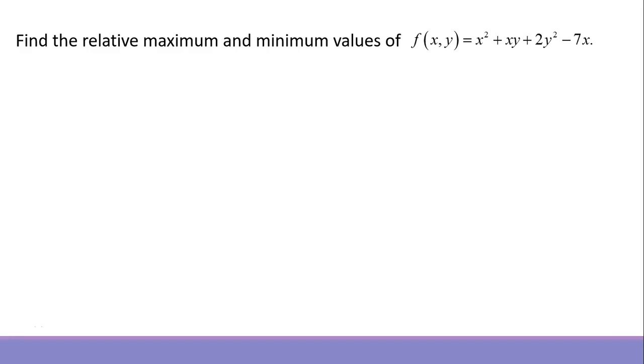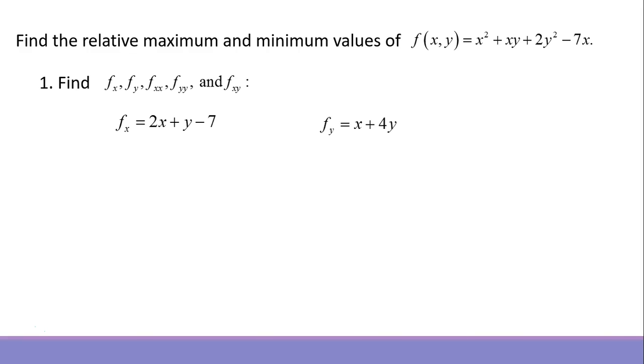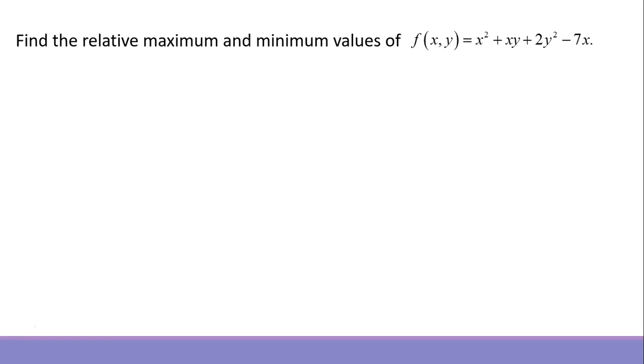So let's look at a new function and see if we can go through this process again. We said that we need to find our partial derivatives. So we'll find our first partial derivative with respect to x and with respect to y. And then from each of those we'll find some second partial derivatives. We'll find f sub xx, f sub xy, and f sub yy. Then we'll set each of our first partial derivatives equal to 0 and solve that system of equations.